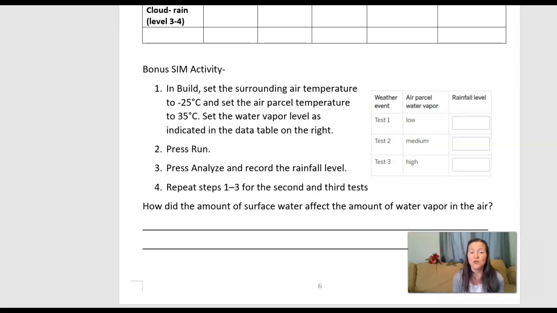And then we could answer the question, how did the amount of surface water affect the amount of water vapor in the air? So you can go and do that on your own time and see what you come up with.